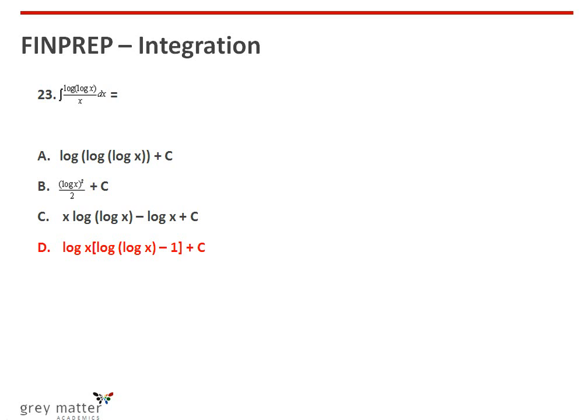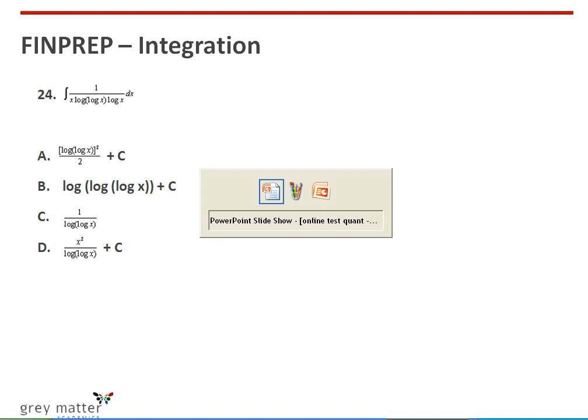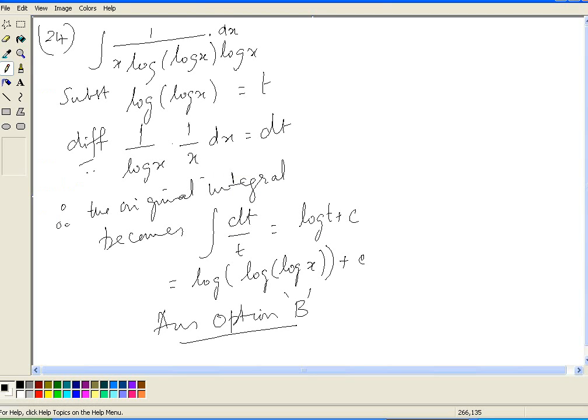plus a constant c. 24th problem, integral of 1 by x log x into log of log x dx. Going to our work area, integral 1 by x log x into log of log x dx. We substitute log of log x equal to t. Differentiating on either side, we have 1 by log x into 1 by x dx will be equal to dt.